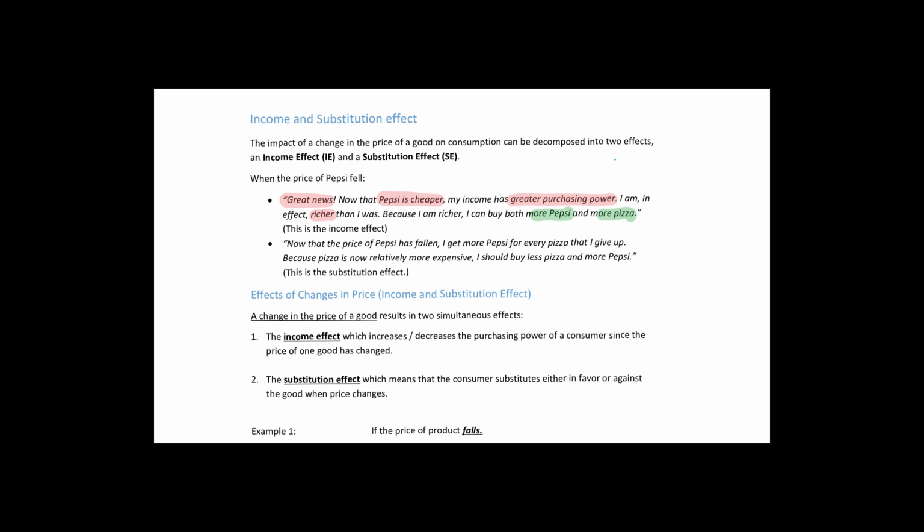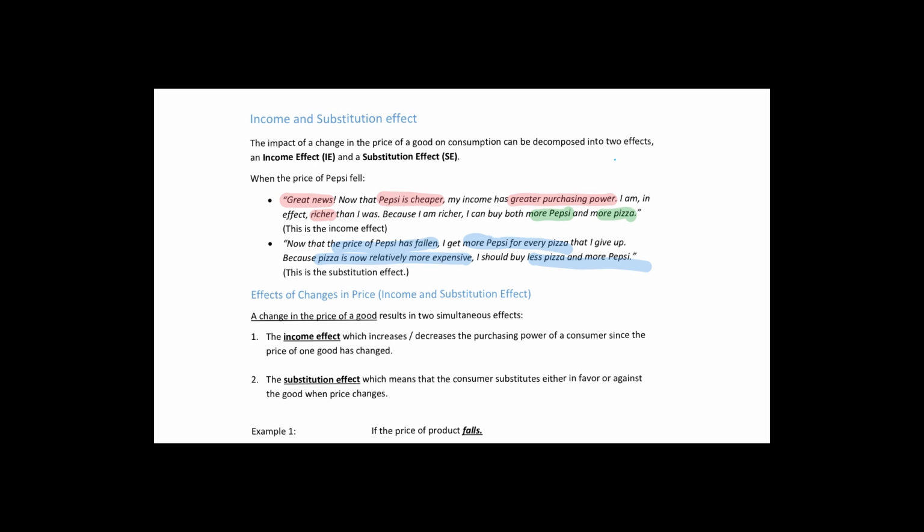Substitution effect on the other side is saying, उसी वक्त when the price of Pepsi has fallen, now you get more Pepsis for every pizza that you give up. Substitution में. So since Pizza is relatively more expensive, I should buy less pizzas and more Pepsi. इसको हम substitution कह रहे हैं. And we say this always comes into play whenever the price of the product falls.